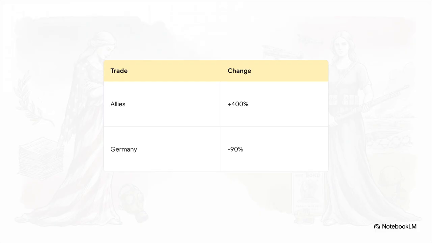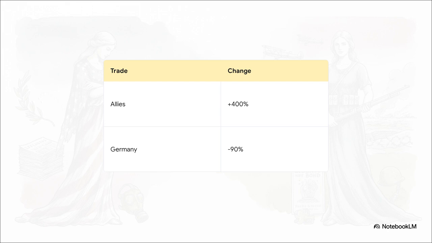But here's the thing. True neutrality? It was always kind of an illusion. Just look at the trade numbers from 1914 to 1916. U.S. trade with Britain and France absolutely exploded, up by 400%. Meanwhile, trade with Germany completely fell off a cliff, dropping to just 10% of its pre-war levels. The reality on the ground was that American neutrality had become totally one-sided.